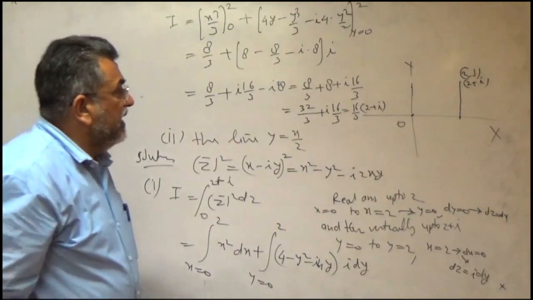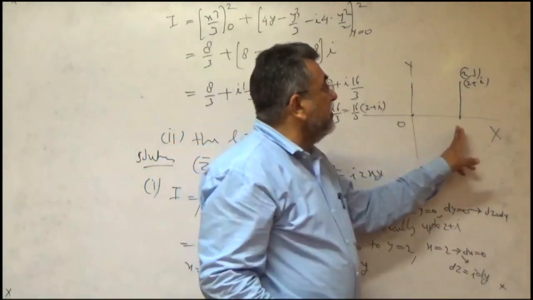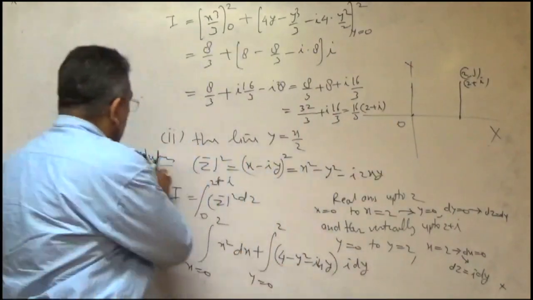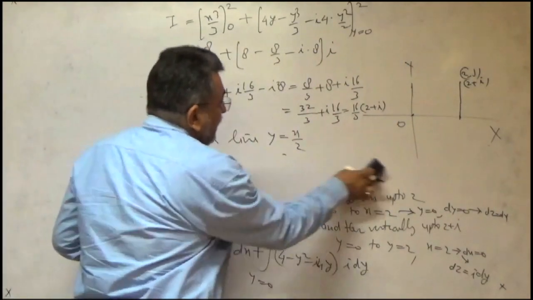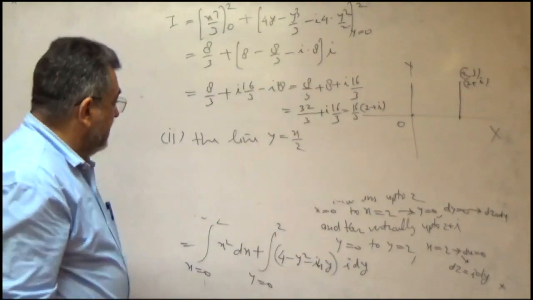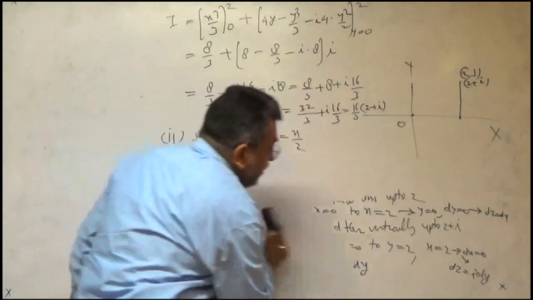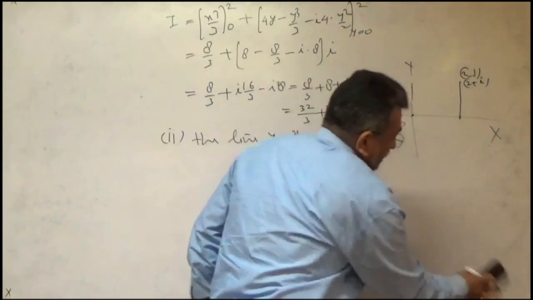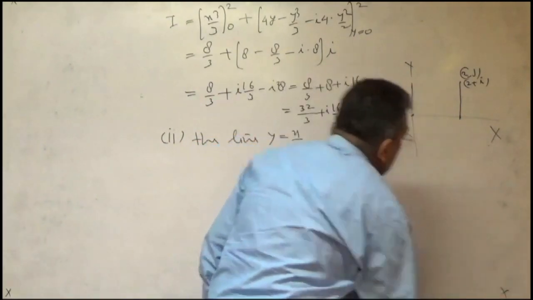This is the answer of the first part, the value of the integral along the real axis up to 2, then vertically. Now, in the second part, this is the path: the line y equal to x by 2.